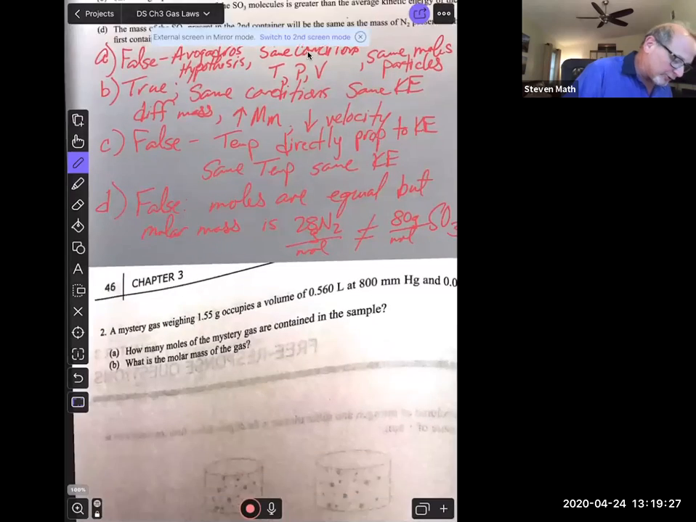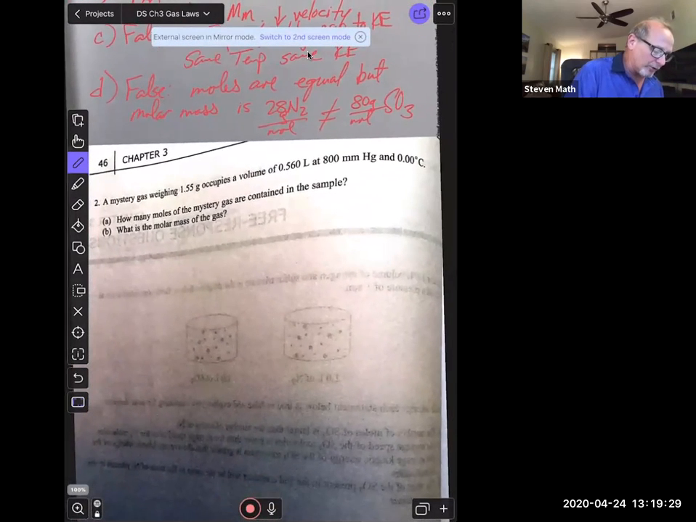Okay? Let's look at question 2. Now we get into a little bit of calculation with things. They give us 800 millimeters of mercury. That's going to convert on over. Divide that by 760 millimeters mercury. That's going to give me 1.05 atmospheres.